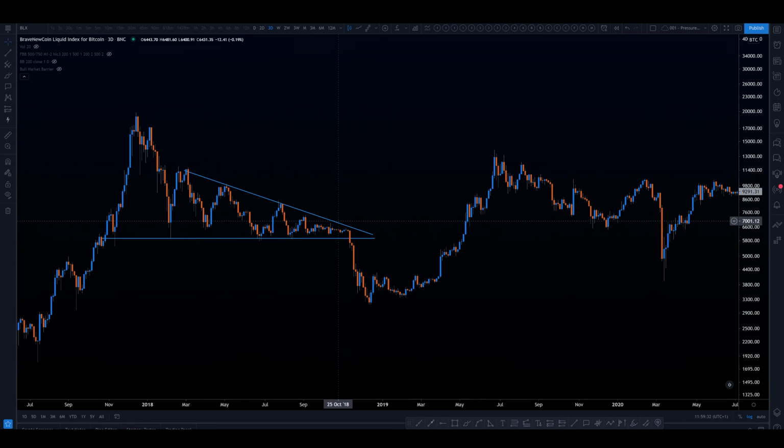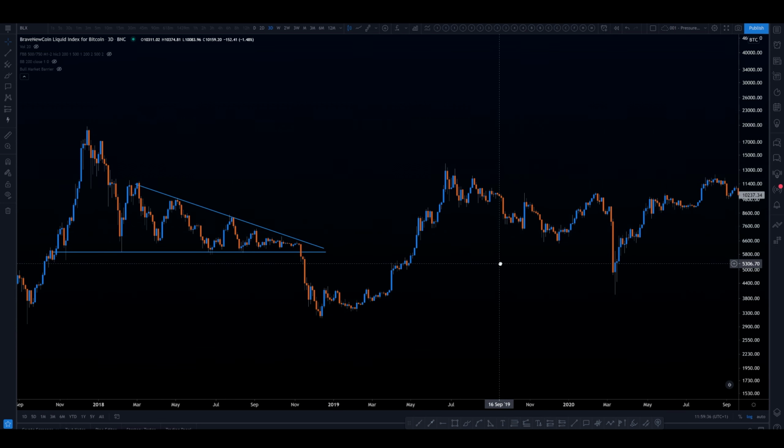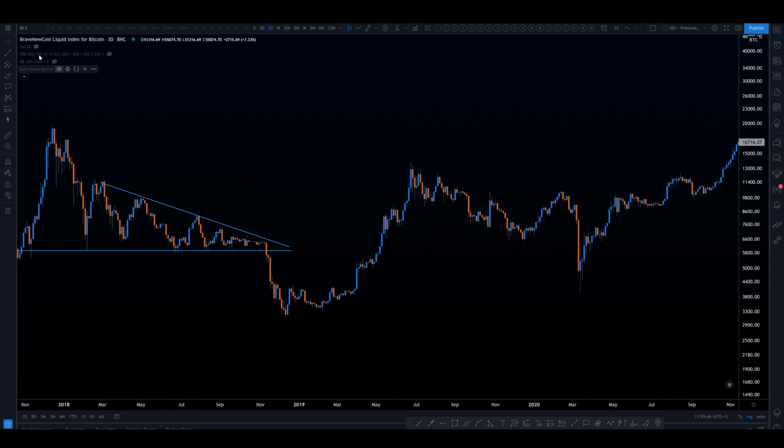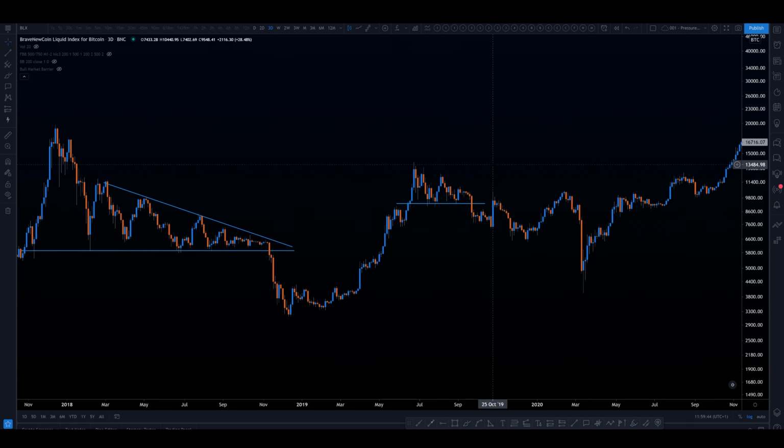The indicators I'm using here are just trend lines and levels. If you're a starter and you're new to technical analysis, in my opinion, you should stick to levels and trend lines to get a feeling for how a market develops. For example, you can observe the same thing here.